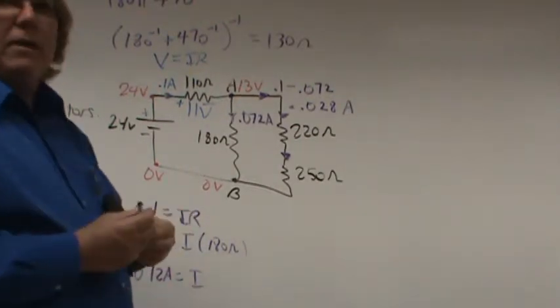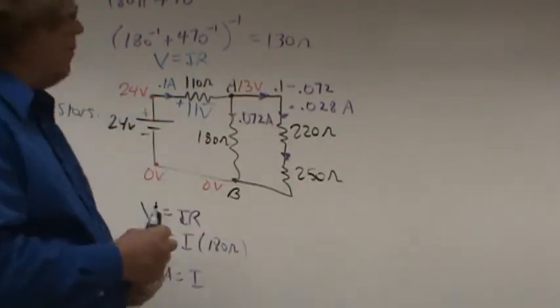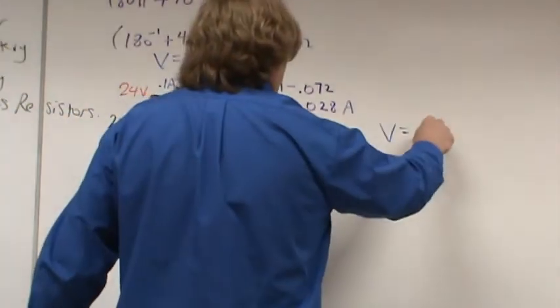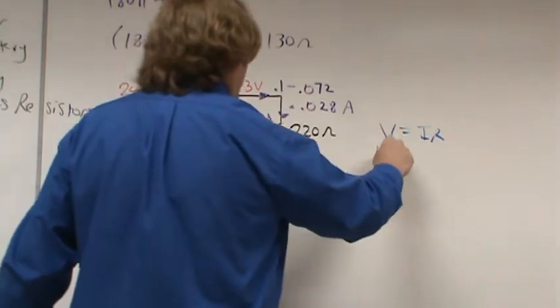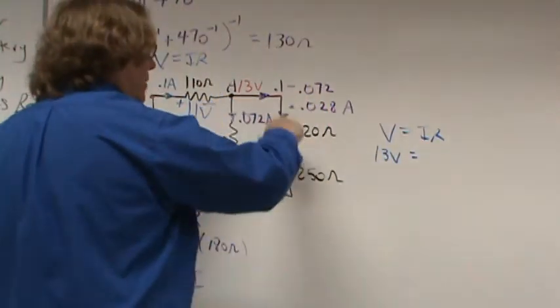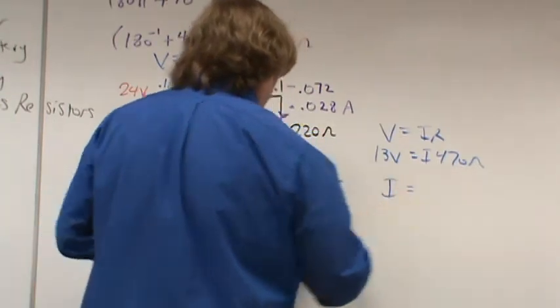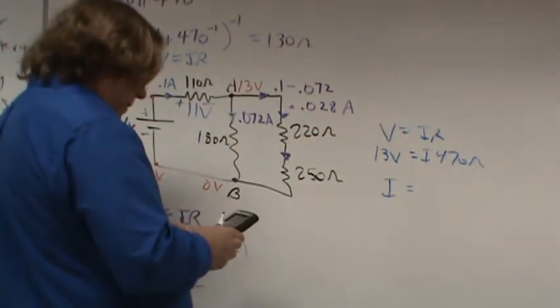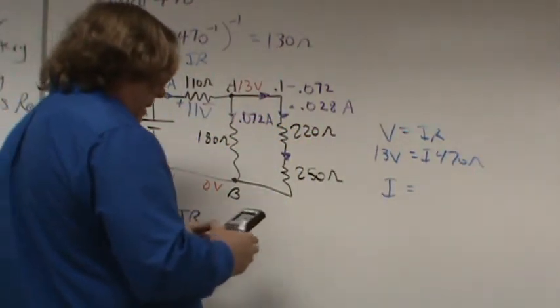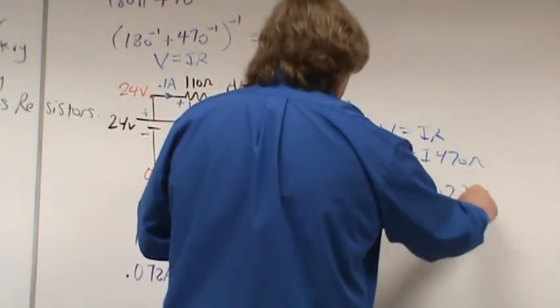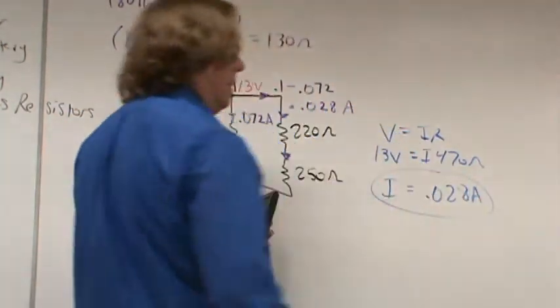You guys okay with that? Why do that roundabout way? Why not just do V equals IR? I've got a 13 volt drop across the 2 resistors. I've got 470 ohms with those 2 resistors, and I do 13 divided by 470, and I end up with 0.028 amps. You know, just do that.